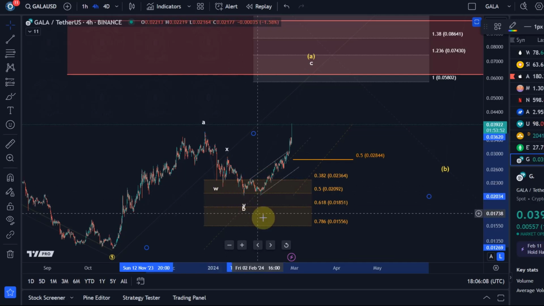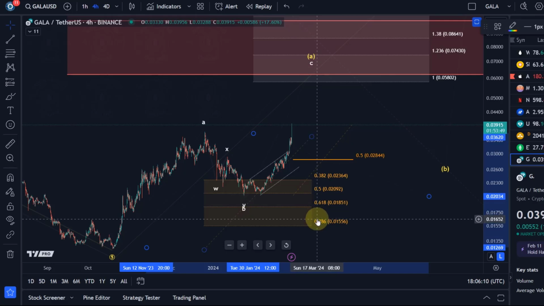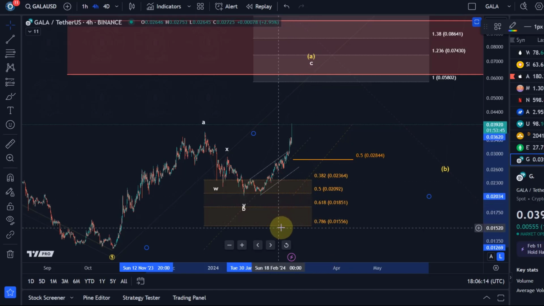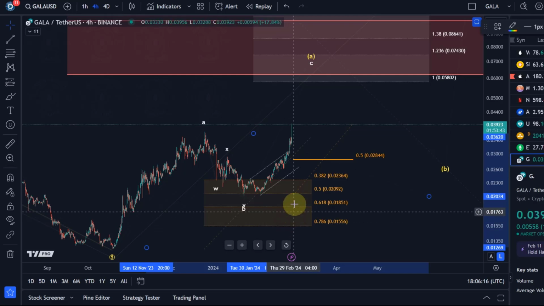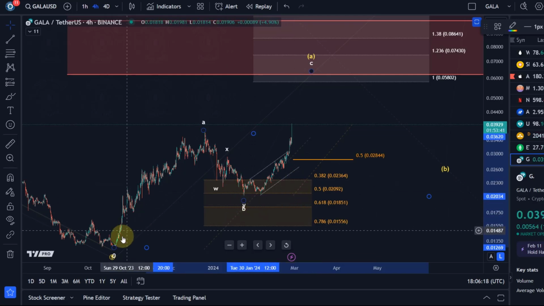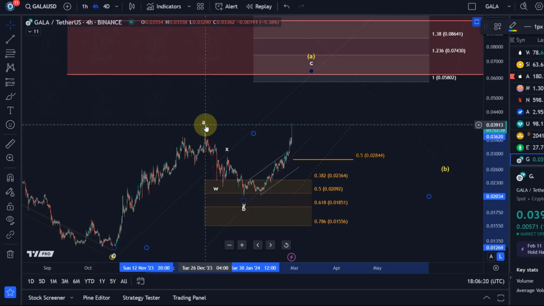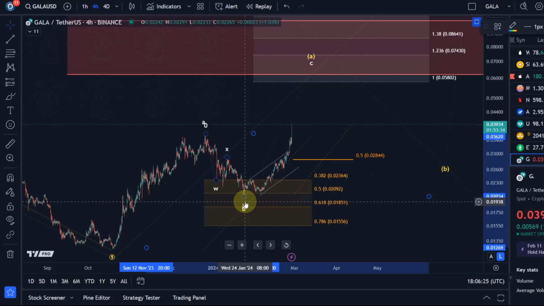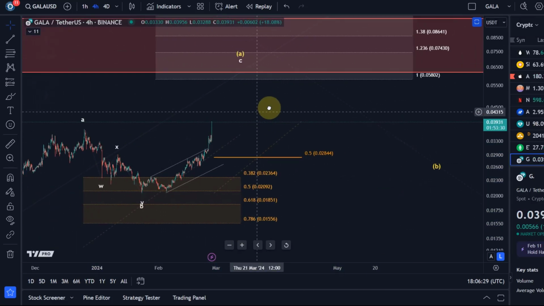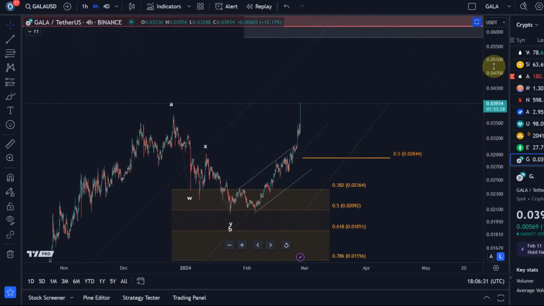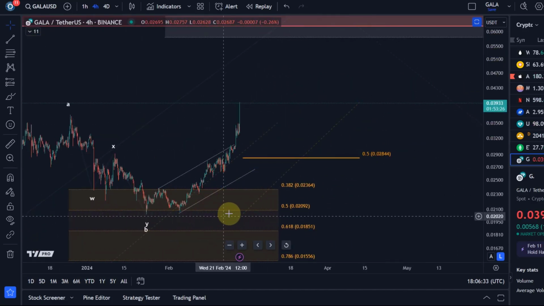Okay, so the support area at the time was defined between 1.5 cents and 2.36 cents, which was the 78.6 to 38.2 retracement zone of the wave A rally initially, then obviously the 3-wave corrective pullback in wave B, and then now what appears to be an impulse, but it is a diagonal that looks like an impulse. This can happen as well.